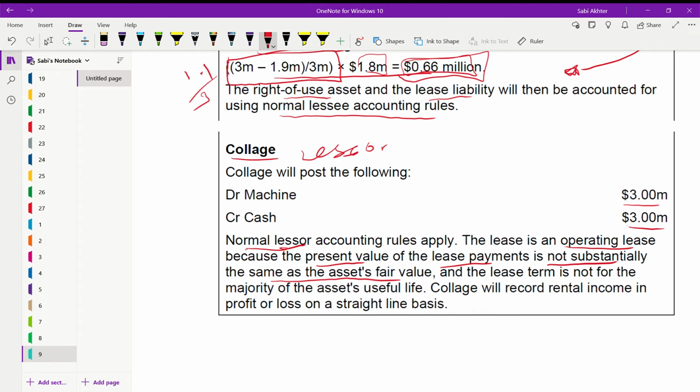If they are equal, then you can say it's a finance lease. The present value should be equal to the asset's fair value, but substantially it is not. What was the lease payment? It was 1.9. What is the asset's fair value? It was 3 million. You see? Fair value is more than the lease payment. And the lease term also is not the majority of the asset's useful life. How are you saying this, the second point?